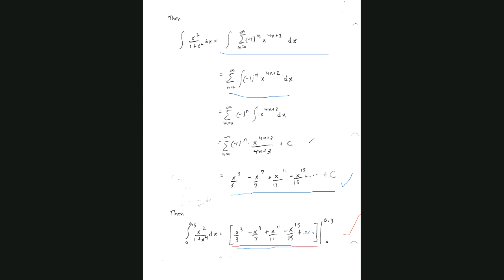All right, so what I'm going to do is put the point 0.3 in the series, and then I'm going to put 0 in the series. So the definite integral will equal, this is where I put in 0.3 in the series, minus, and now I'm putting in 0 in the series.